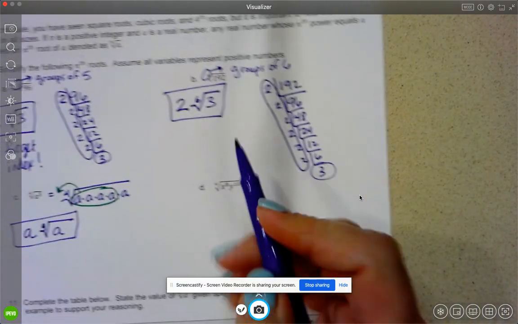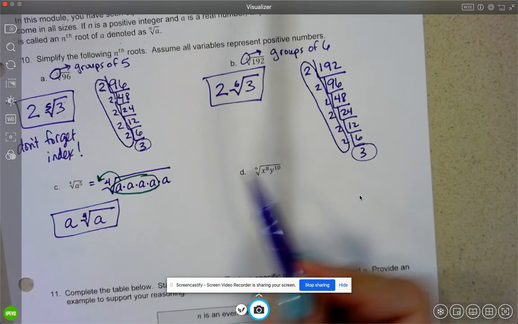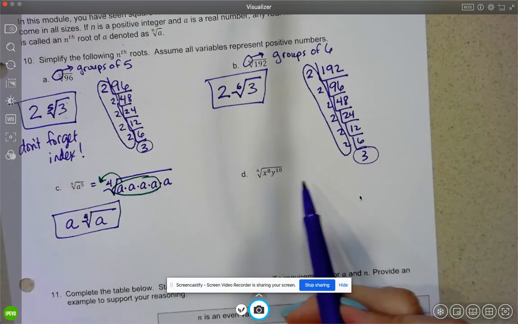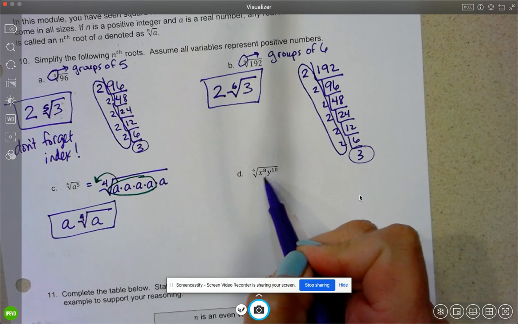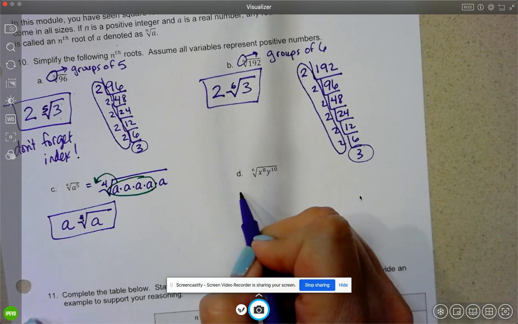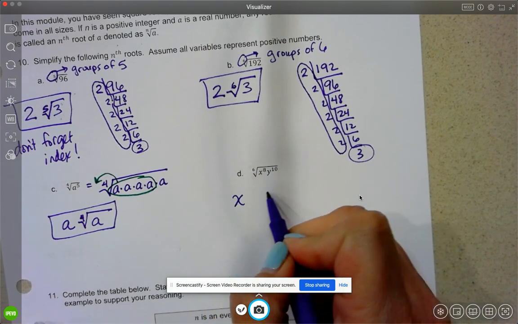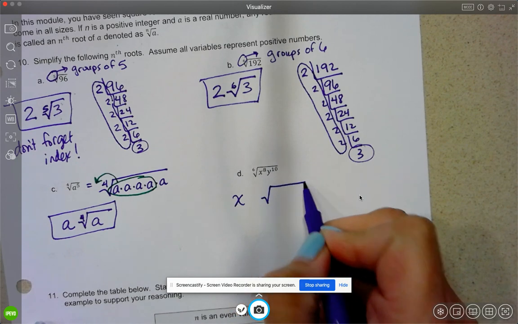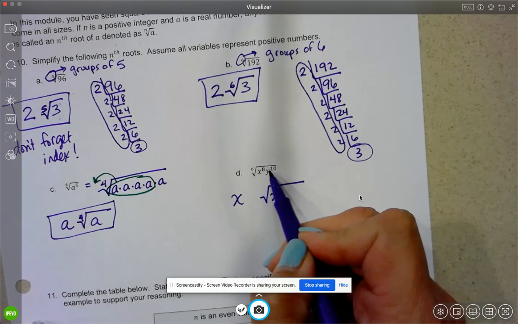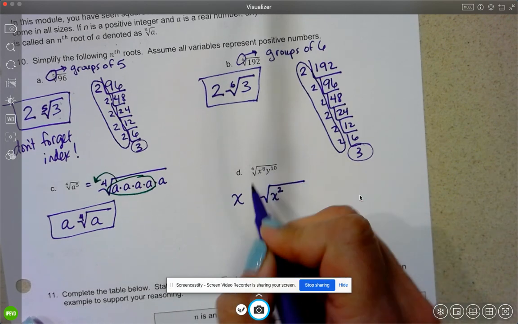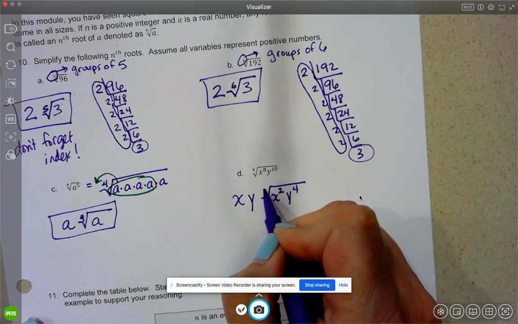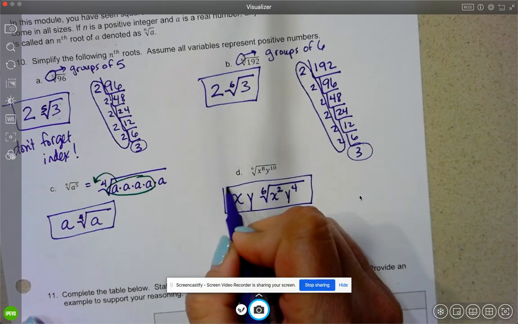Okay, here I'm looking for groups of 6. So I shouldn't have to go back here and write out 8 x's and 10 y's. I should just think, okay, how many groups of 6 x's can I take out of 8 x's? Well, I can take out 1. So I have an x on the outside. And then what am I going to have on the inside? I took out 6. I still have 2 left. And then how many groups of 6 can I take out of 10 y's? 1. And how many do I have left? I still have 4 left. And then I need to remember to put my index right here, 6, because I was looking for groups of 6.